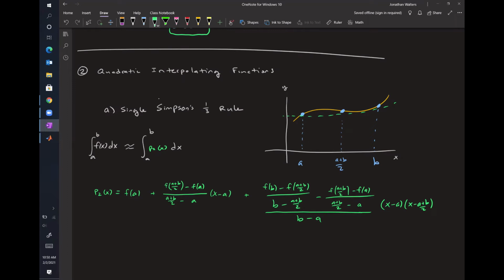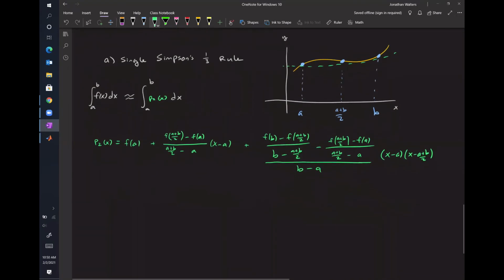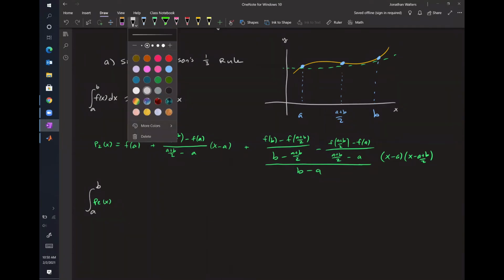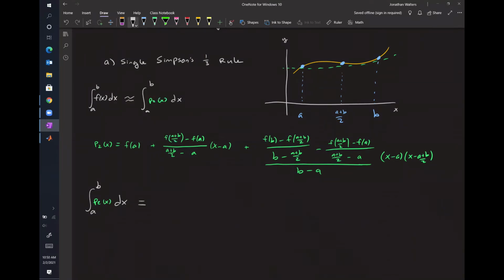So this is our quadratic Newton interpolating polynomial from last time. Now, I'll spare you all the details this time. And the integral from a to b of p2 of x dx is equal to delta x over 3, so that's where the 1/3 comes from, times f of a plus 4 times f of a plus b over 2, plus f of b.